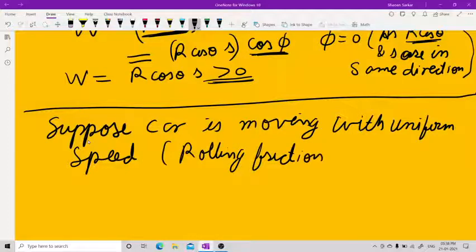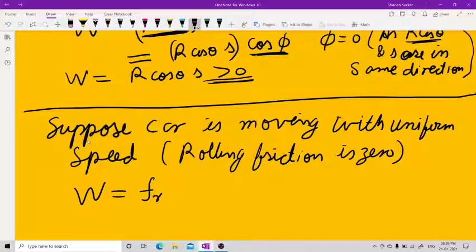At that time the rolling friction is zero. You're not pressing the accelerator, you're just moving with a constant speed. You're not letting it go down or letting it go up. The rolling friction is zero. At that time, the work done by rolling friction, let me write FR dot S, will be zero, because, as I wrote earlier, FR is zero.